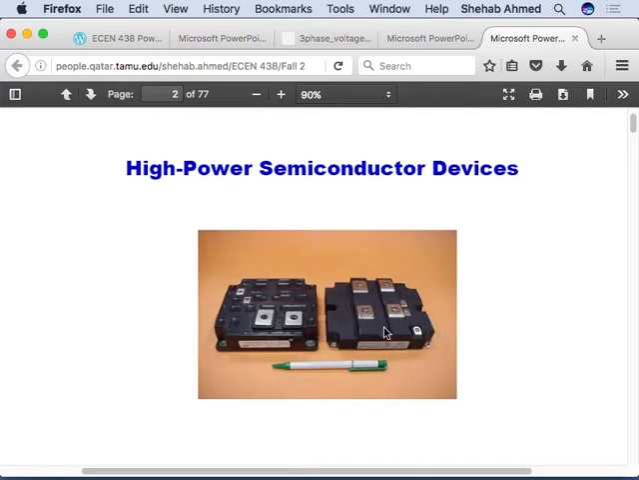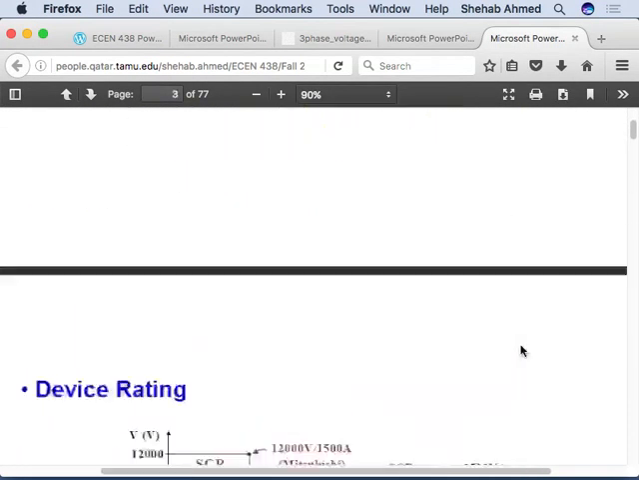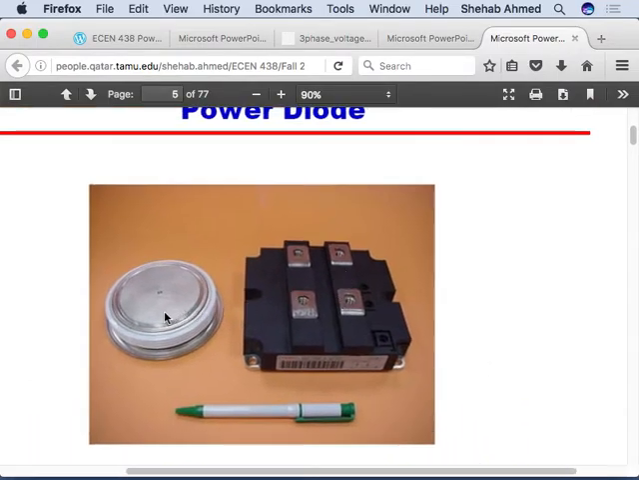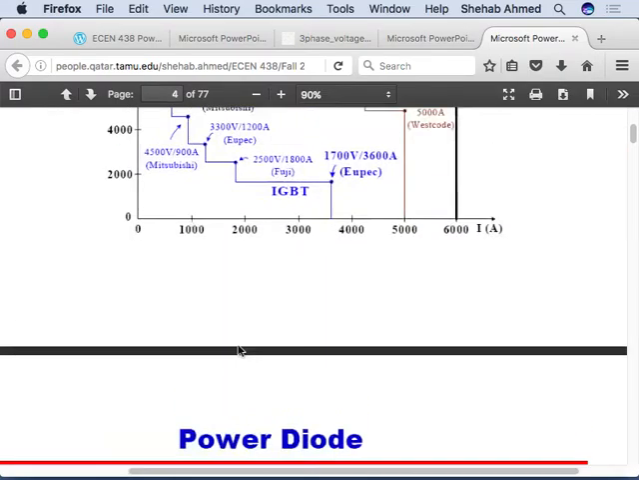So this is called a power pack. It's not a power pack. This is called a module. This is a module. This is a power pack. One second. This is a power pack, and this is a module. So in power pack devices you can have a thyristor or a diode. Typically they are given in power packs, and I'll show you how to stack them up when you use them.